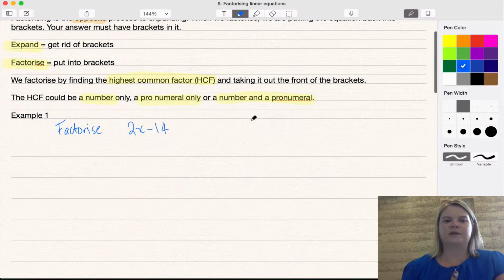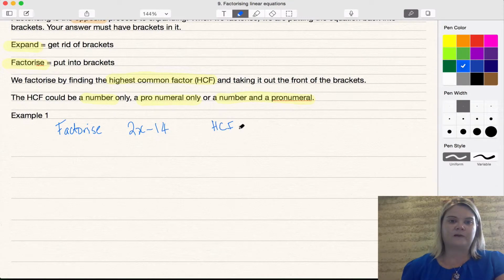Let's take a look at this example here. We need to find the highest common factor between these two terms. This one has an x term in it, this one doesn't have an x term in it, so there's not going to be a pronumeral part that's in both of these. We need to look for the highest common number that goes into both these numbers. So we have a 2 and we have a 14, and hopefully you can see that there aren't too many numbers that go into 2. 2 is the highest number that does go into 2, so I'm going to put here, highest common factor is 2. So we take a 2 out the front of the brackets.